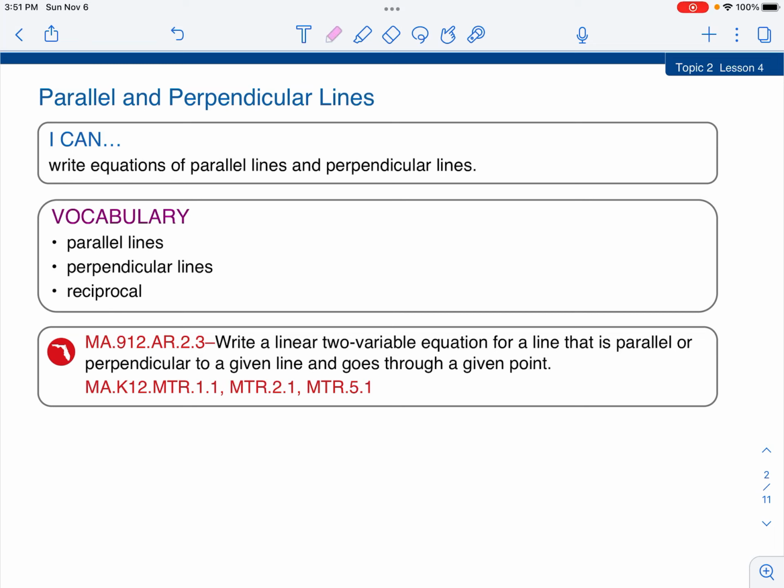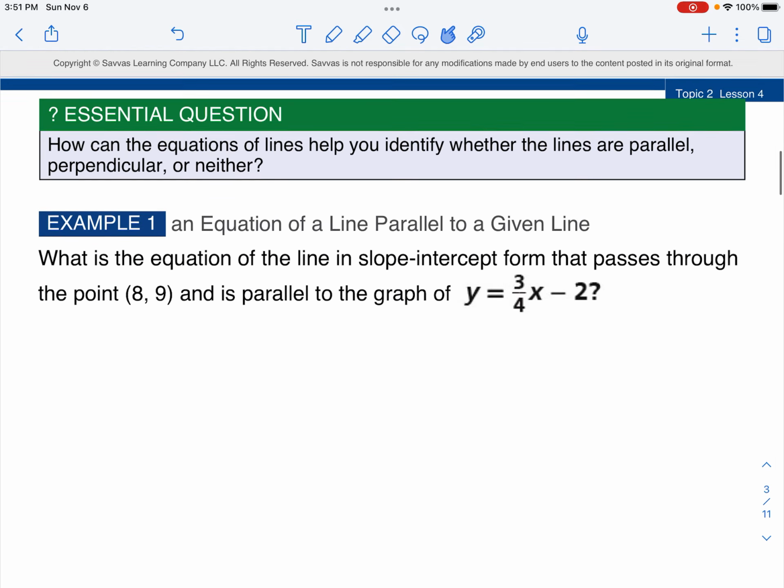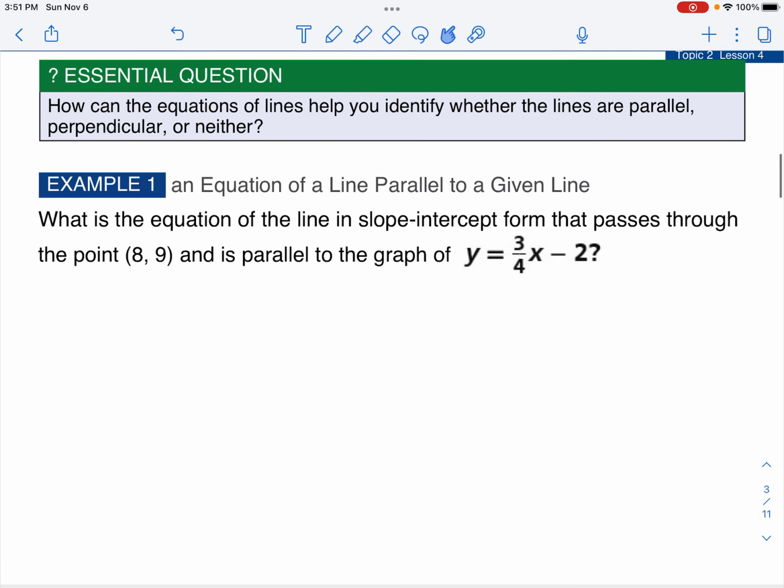Parallel and perpendicular lines. Students will be able to write equations of parallel and perpendicular lines. Example 1. What is the equation of a line in slope-intercept form that passes through the point (8, 9) and is parallel to the graph of y = 3/4x - 2?